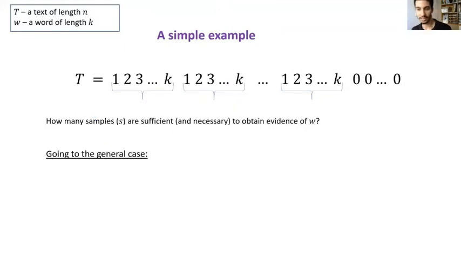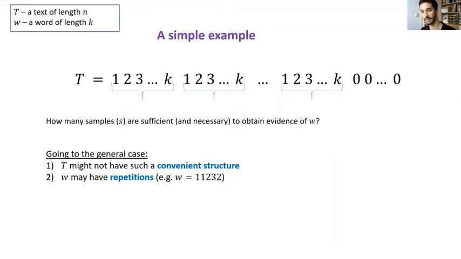Going to the general case, we have 3 issues. First, T might not have such a convenient structure as in this simple example. The second issue is that W may contain repetitions and not be just 1, 2, 3 up to K. And the third issue is that the underlying distribution may not be the uniform distribution.